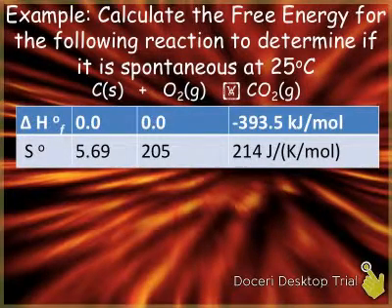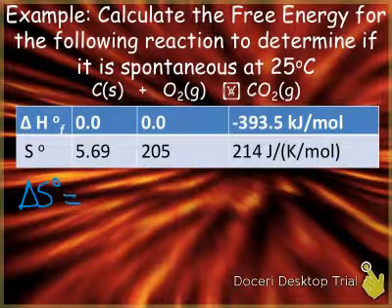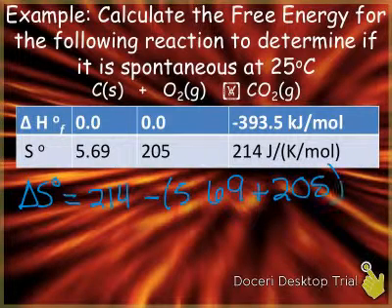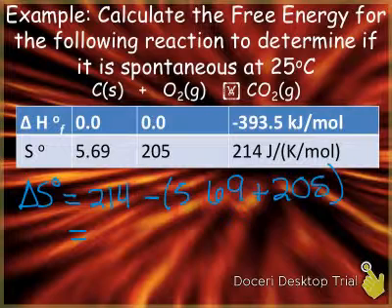To find our change in entropy, we have to take our products, which is 214, and we're going to subtract it. No coefficients, so we don't have to worry about adding any coefficients, right? Subtract it by 5.69 plus 205. So our entropy is going to be positive 3.31 joules per Kelvin.